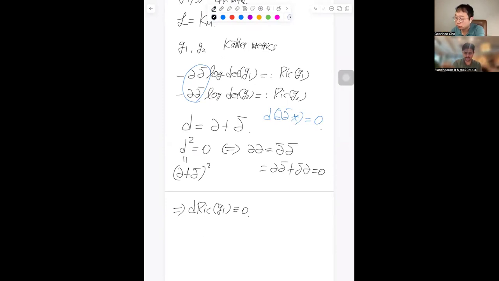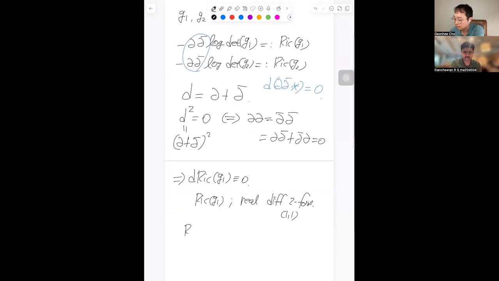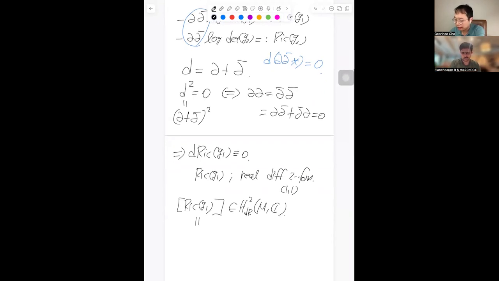This is guaranteed. On the other hand, this is a real differential two-form, in fact a so-called differential (1,1)-form. But basically it is a real differential two-form. That means we can talk about the equivalence class in the second de Rham cohomology. In fact, this is actually in Z for the compact case, but let me say C. So this is indeed the definition of the so-called first Chern class.